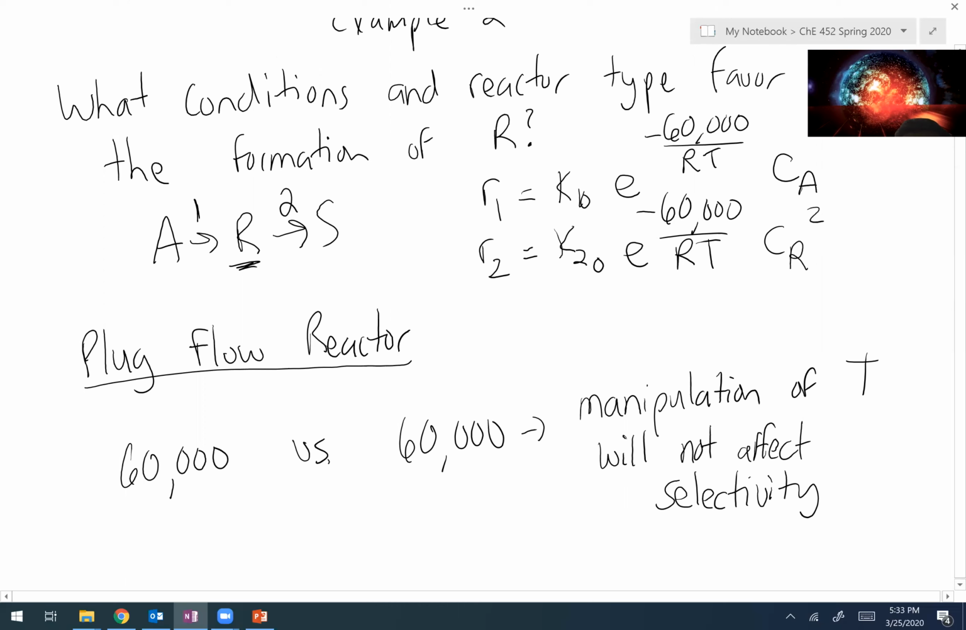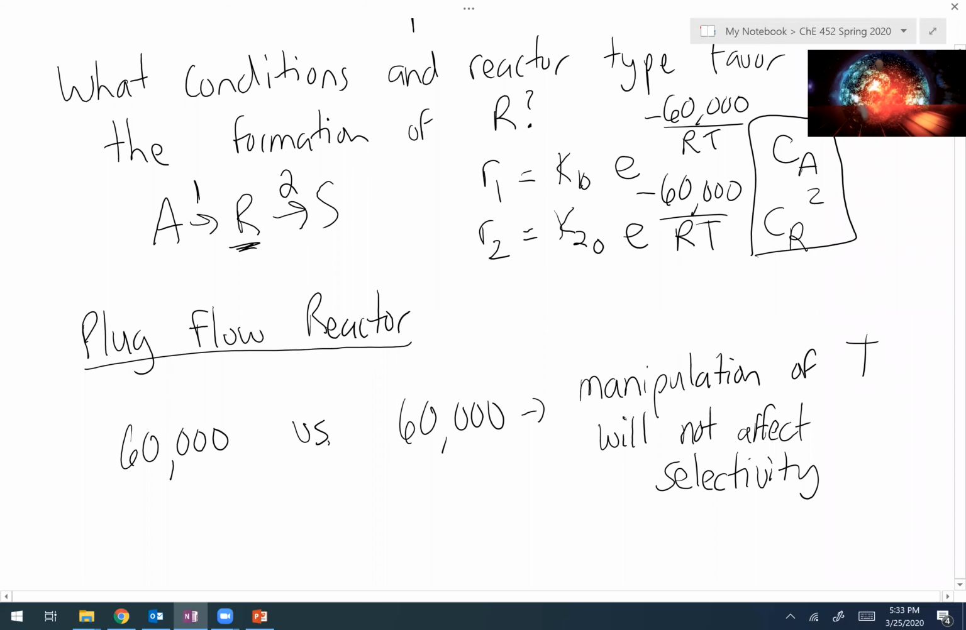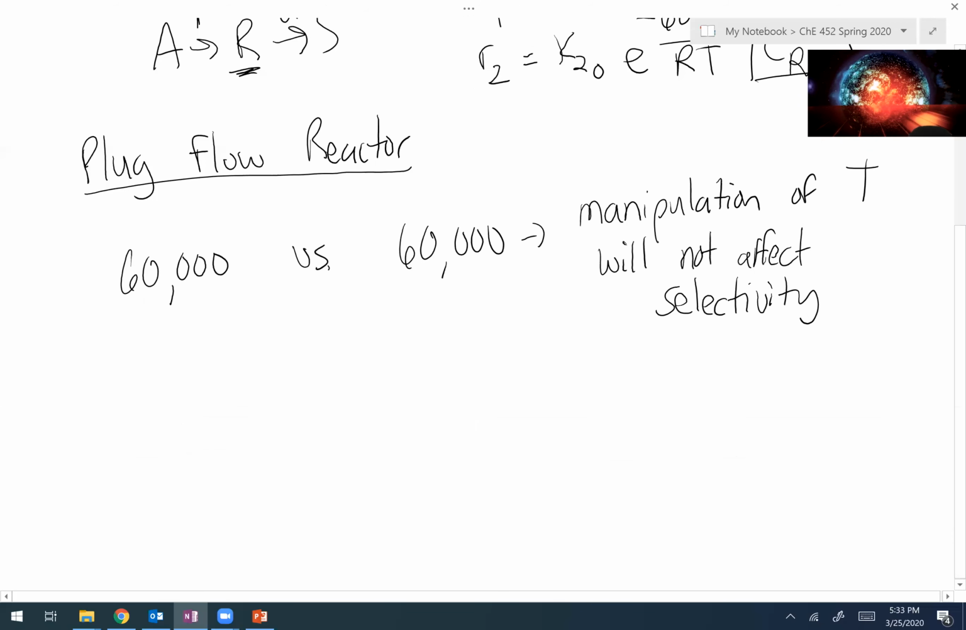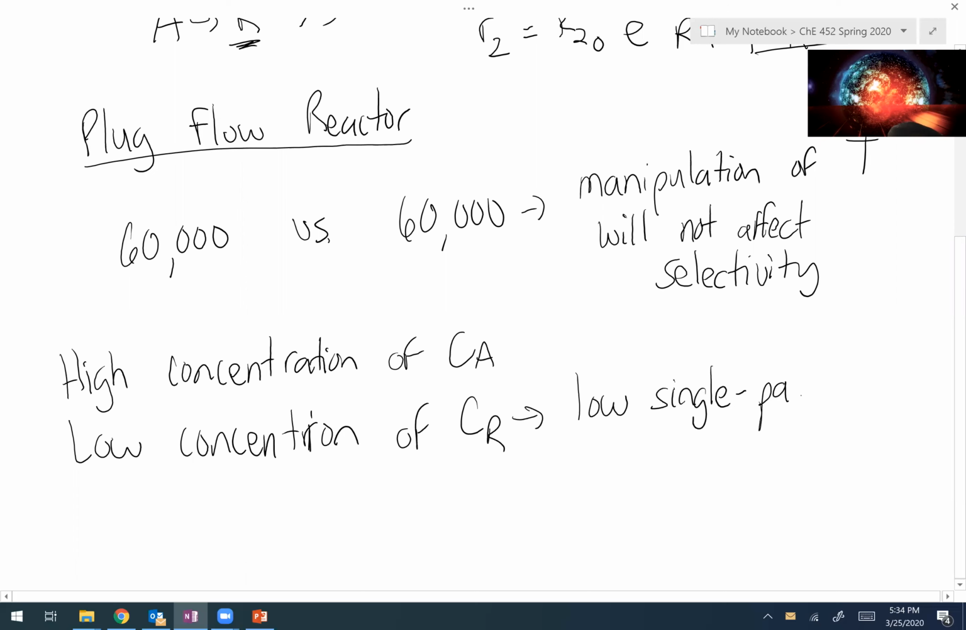So I can look at my concentrations here, CA and CR. It looks like my first reaction is first order in A, so I would like to have a pretty nice concentration of A to favor that R formation. And I would like a low concentration of R in my reactor, which seems counterintuitive, but what that tells me is I want a low single pass conversion. So I'm going to most likely rely on recycle and good separations to get decent overall conversion within my process.